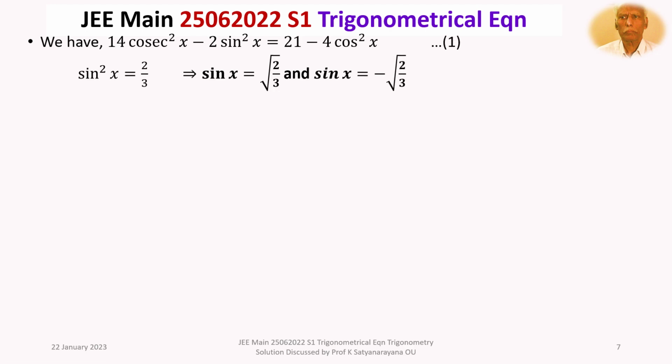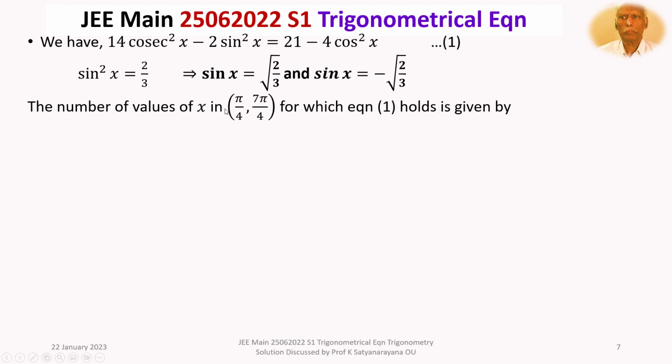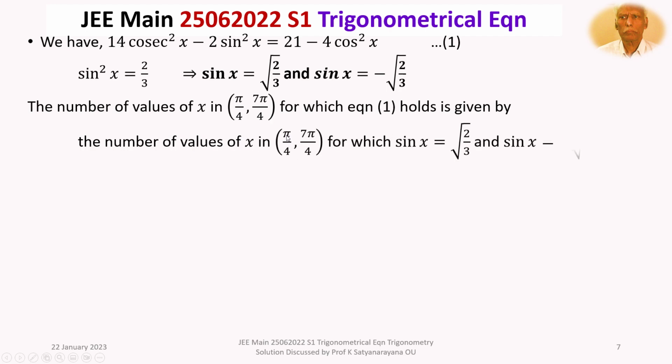So that's what we have done so far. The number of values of x in this open interval pi by 4 to 7 pi by 4, for which this given trigonometrical equation holds, is given by the number of values of x in the open interval pi by 4 to 7 pi by 4, for which sin of x is equal to plus or minus under the square root of 2 by 3. So what are the values of x in this open interval for which these two hold? So how many of them?